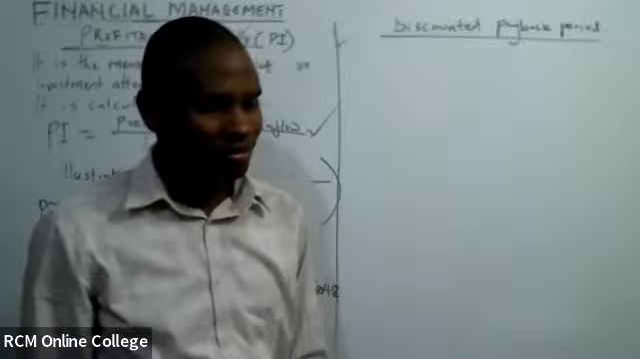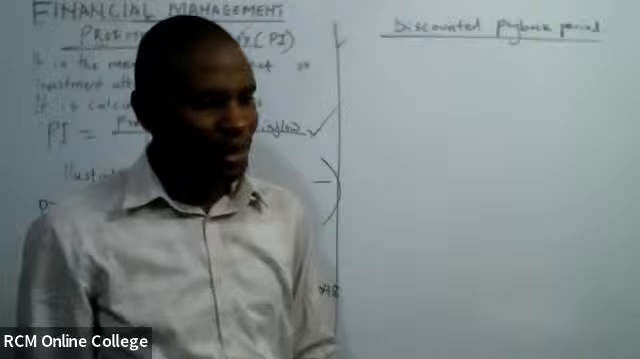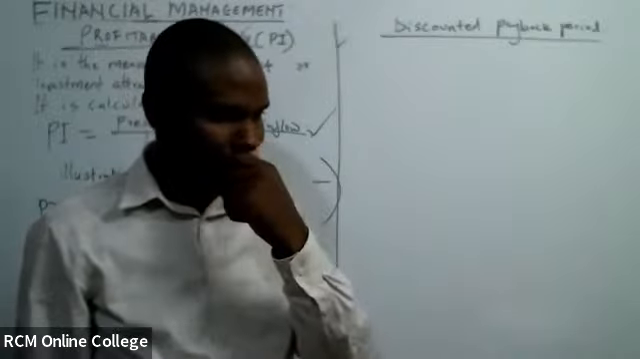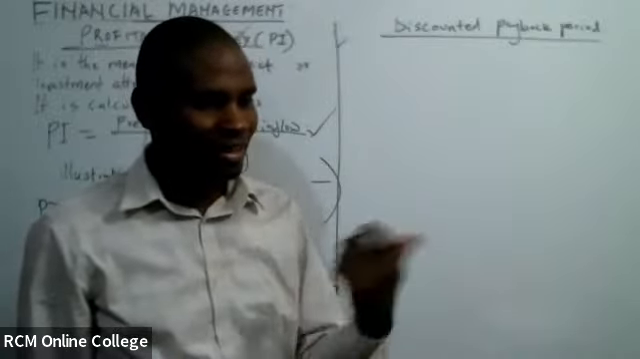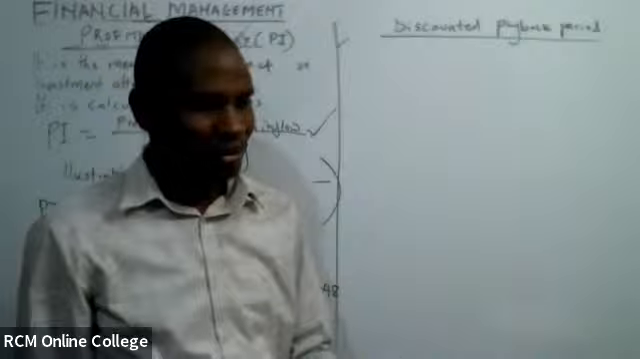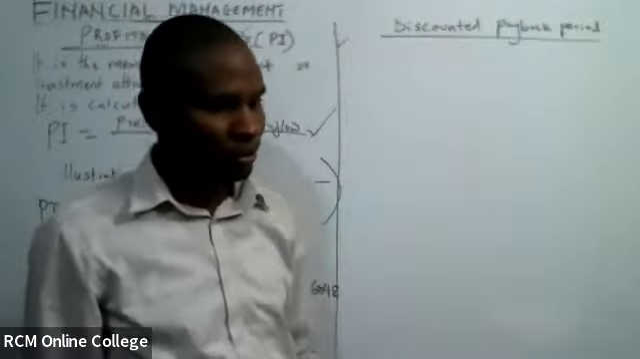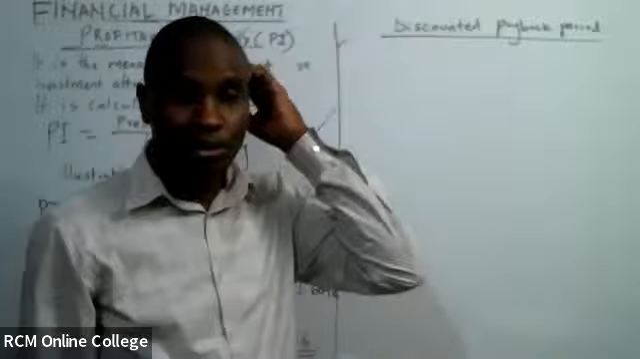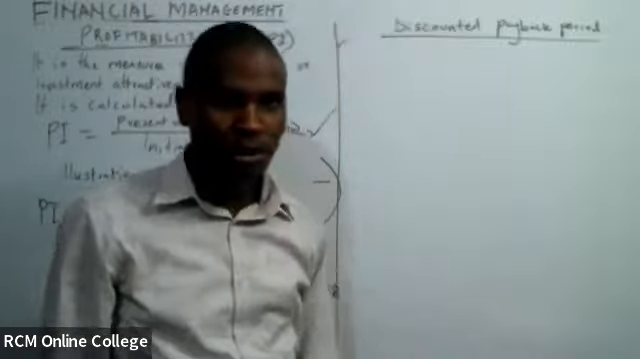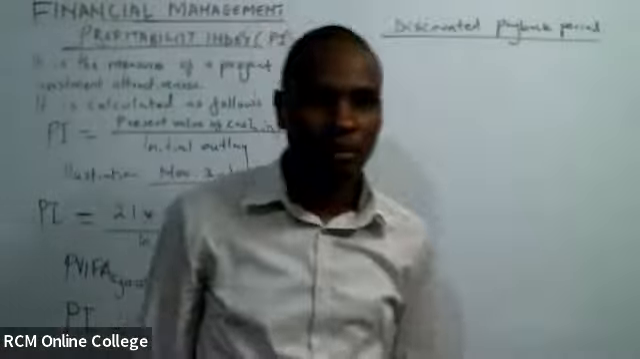And we had two in the traditional, right? Accounting rate of return and the payback period. So payback period has already come to this side. ARR, accounting rate of return, has not come to this side of discounting.